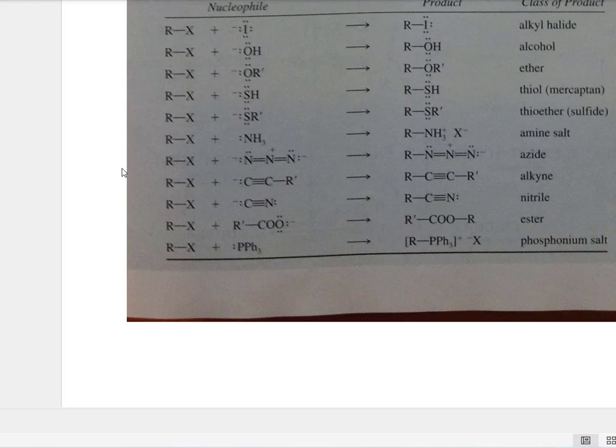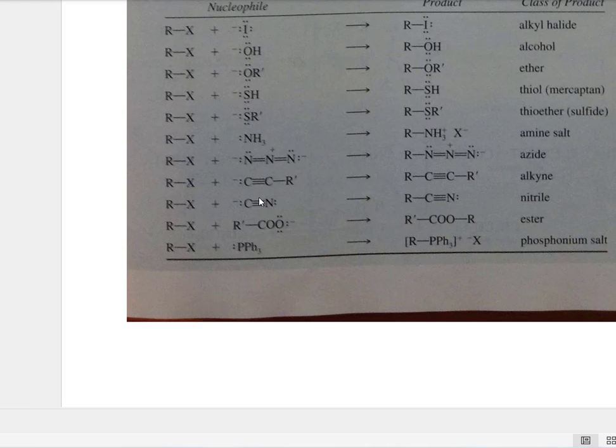So under reactions of alkyl halides, there's a big generic list of all the different things that can happen. Here's an alkyl halide. This is the carbon attached to either chlorine, bromine, or iodine, and I'm going to react it with something here. So note that everything here has got a negative charge on it. It's a nucleophile, as it's called.